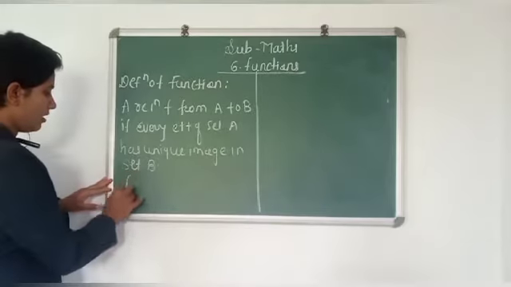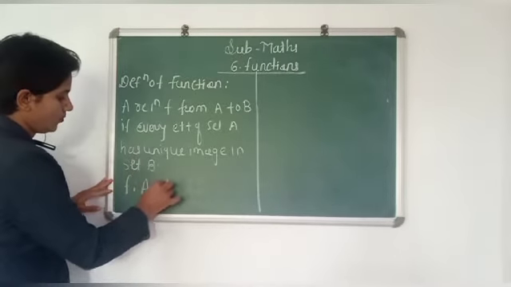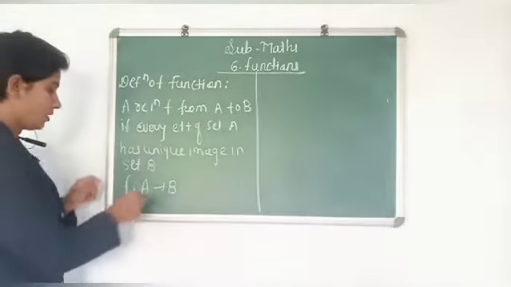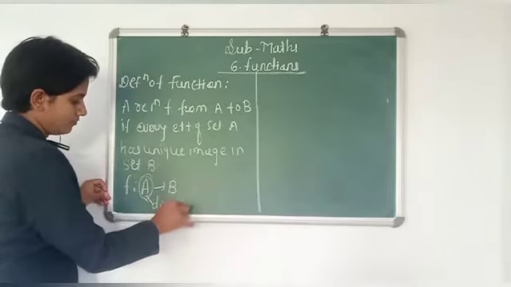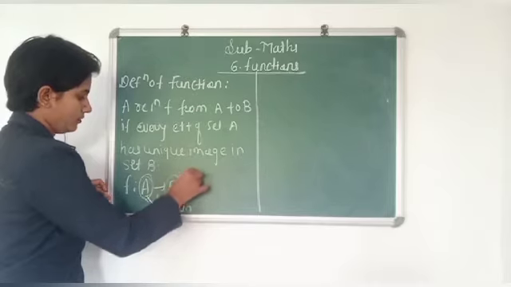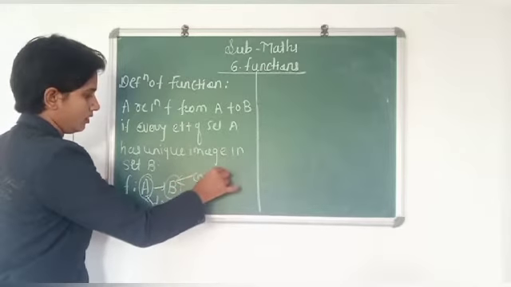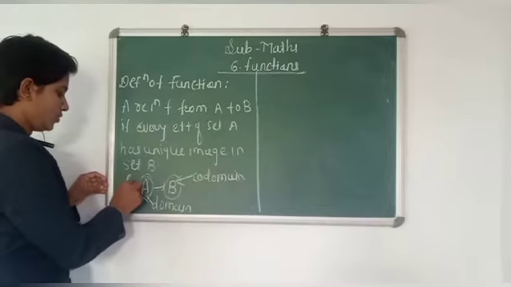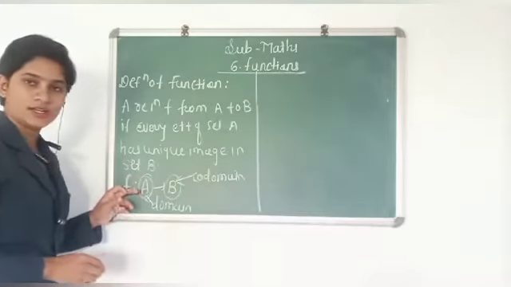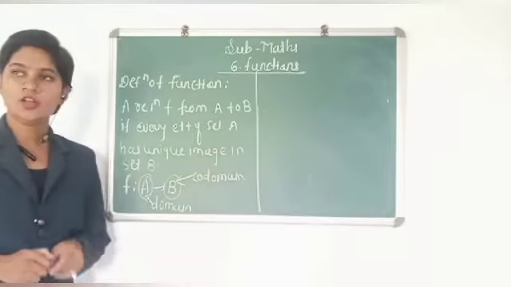Function is denoted by f from A to B. Then this A is called the domain and set B is called the codomain. A function is denoted by f from A to B. In that, A is called the domain and B is called the codomain.